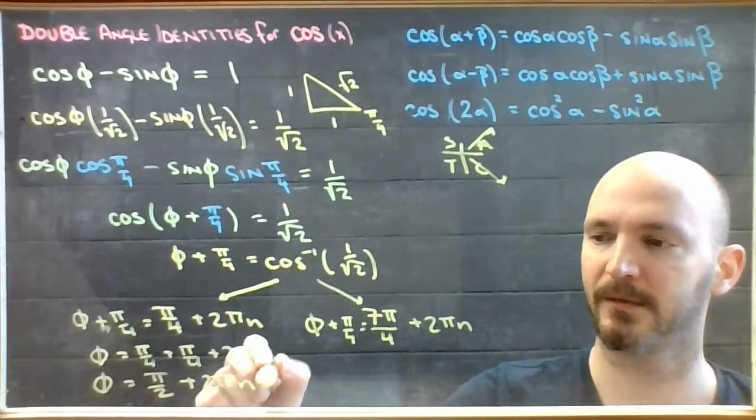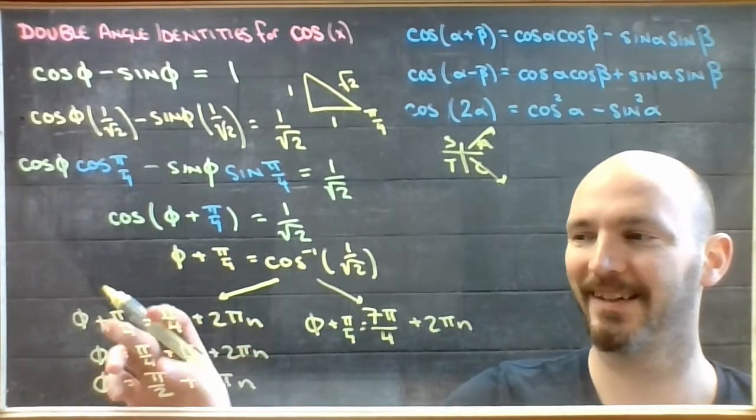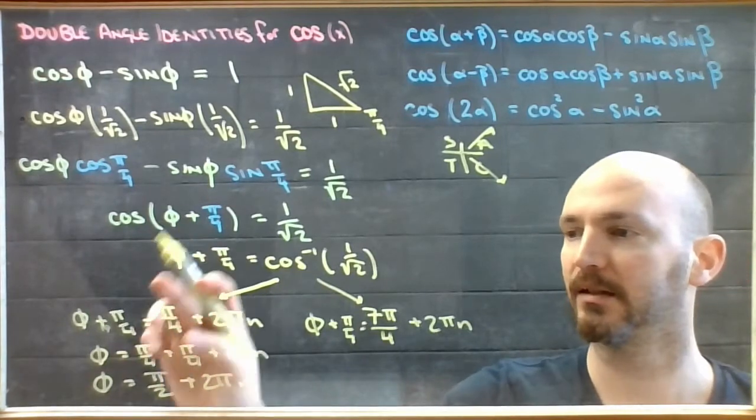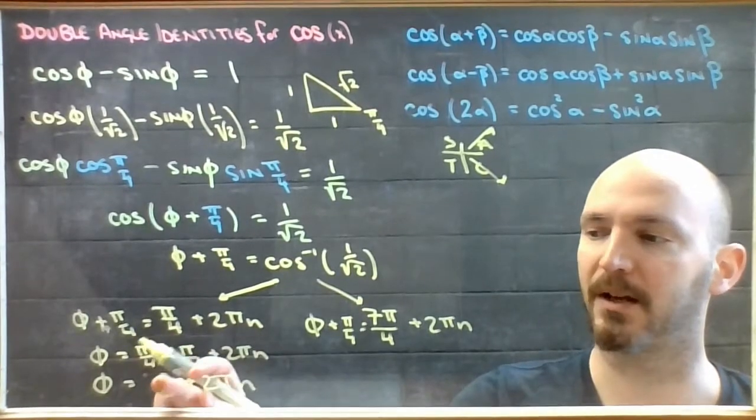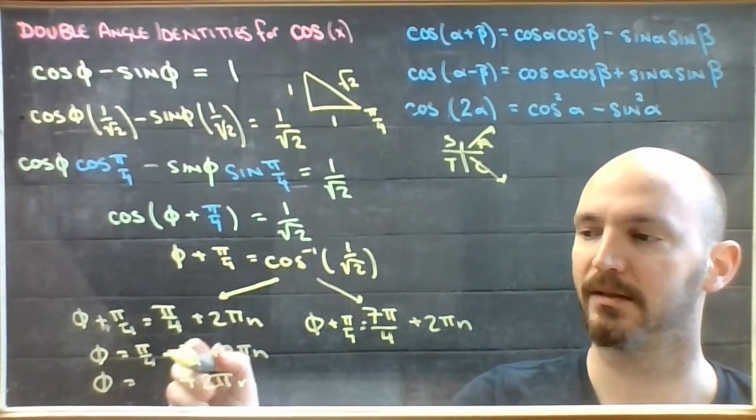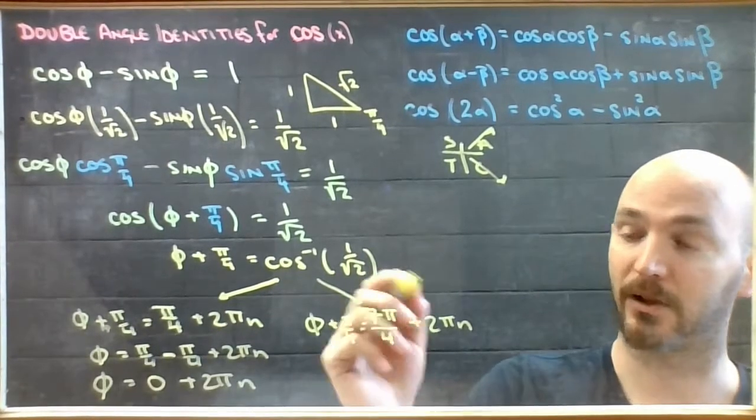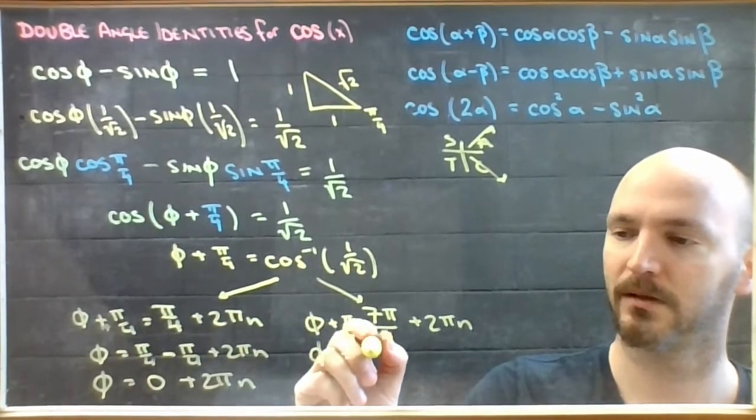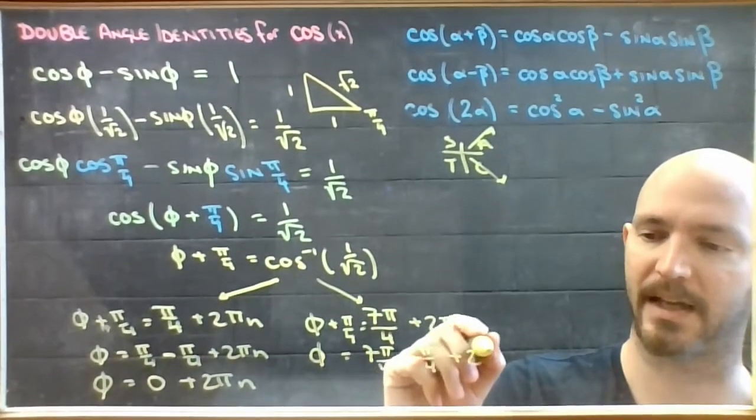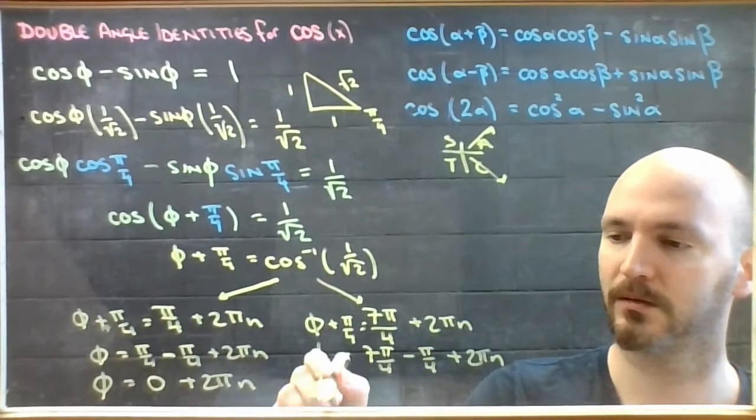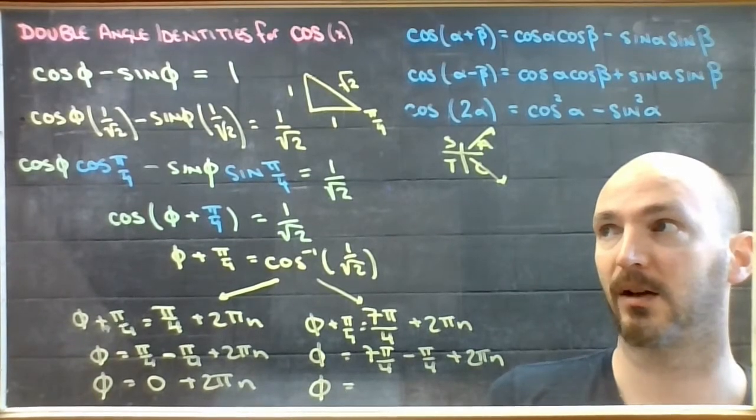plus 2 pi n. And on this side, oh goodness, apparently I don't know how to subtract. This would be minus pi over 4 minus pi over 4 is 0. And on this side, 7 pi over 4 minus a pi over 4 plus a 2 pi n. 7 of these minus 1 would be 6 pi over 4, which is 3 pi over 2.